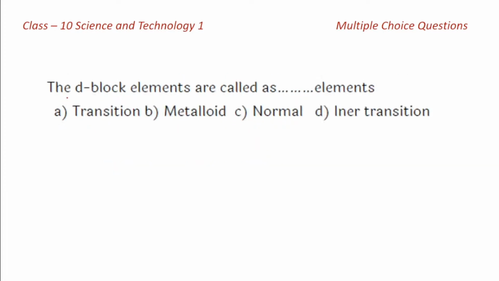Next question, the D block elements are called as dot dot elements: transition elements, metalloids, normal elements, or inner transition elements. So the correct answer is option A. They are called as transition elements.